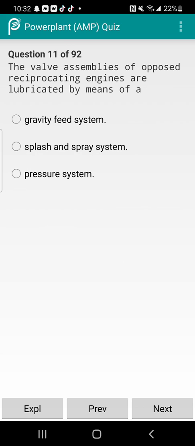The valve assemblies of an opposed reciprocating engine are lubricated by means of a pressure system.